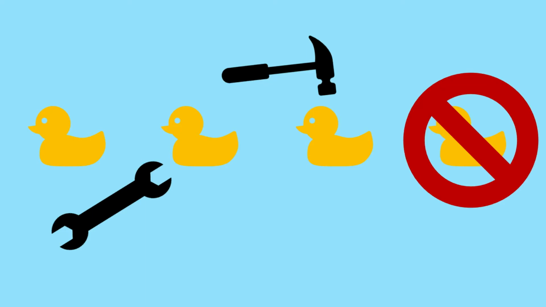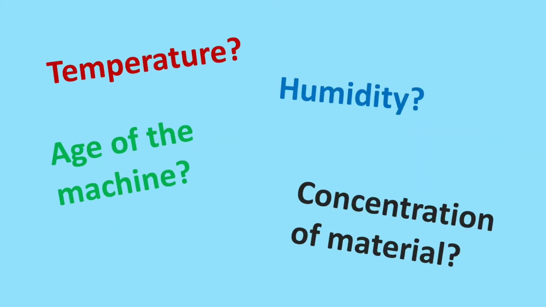Let's say that you are an engineer at a manufacturing plant for rubber ducks. You might want to look at several factors that might lead to the production of failed or defective ducks. You might look for factors such as the concentration of material, the age of the machine, the humidity, but today we're going to look at how temperature may affect production.